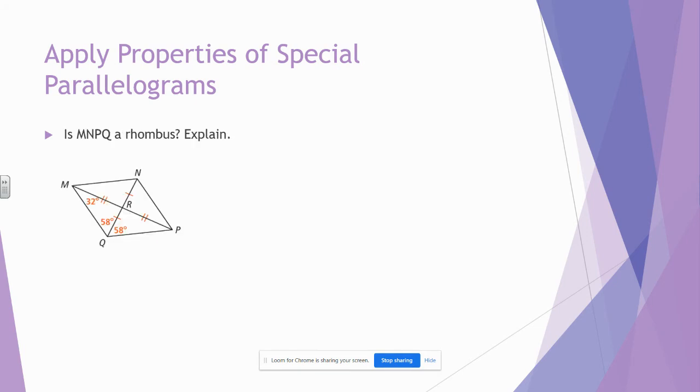Our last problem for 6.6, we have MNPQ, and we want to decide if it is a rhombus or not. So go ahead, pause the video. I want you to give this one a try on your own, and then I will go through it with you.